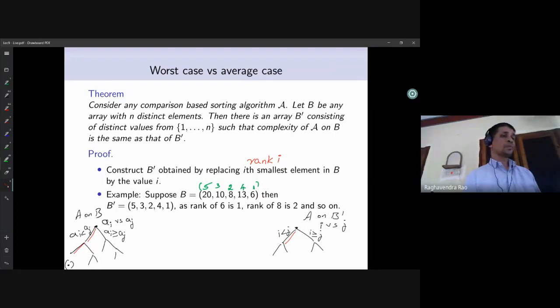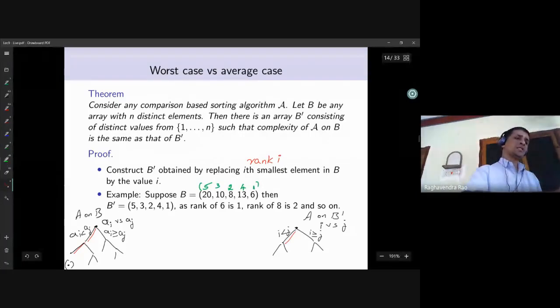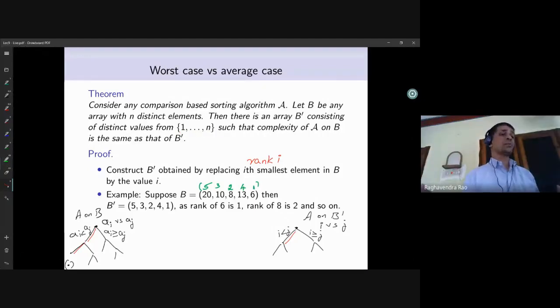Or in other words, like Shira said, it's enough to consider one specific array. So in this case, we are just considering elements from 1 to n and considering their permutations. The behavior is going to be exactly the same for any other array. That is, given any array B, I can come up with the unique array B prime with elements from 1 to n such that the behavior of the algorithm is the same on B and B prime.